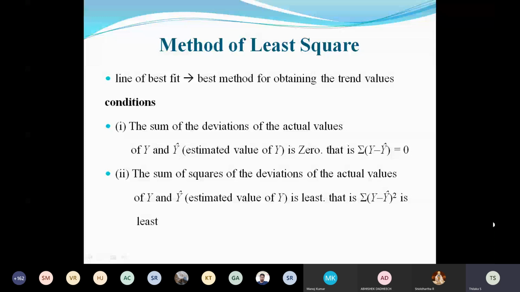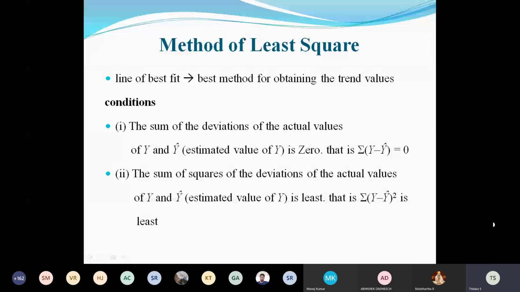And here the conditions were given. The sum of the deviations of the actual values of y and y bar, that is the estimated value, from the variable y which was given, is 0. That is, sigma y minus y bar is equal to 0. So this is the condition, and the square sum is the minimum value. So if these conditions are fulfilled, then we go for the next step.